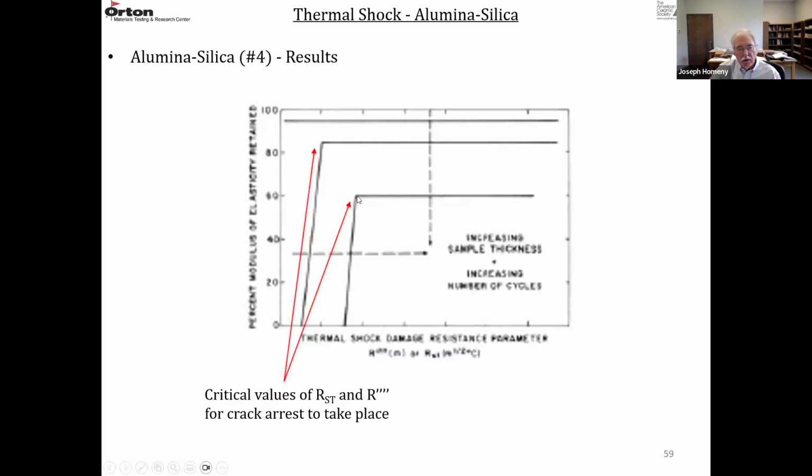Once you reach that critical, or you're lower than that critical value, you have damage taking place. So this was a flat curve for the smallest sample, the intermediate sample, and the thickest sample. So the arrows are pointing in the direction of increasing sample thickness in this direction and increasing number of cycles.